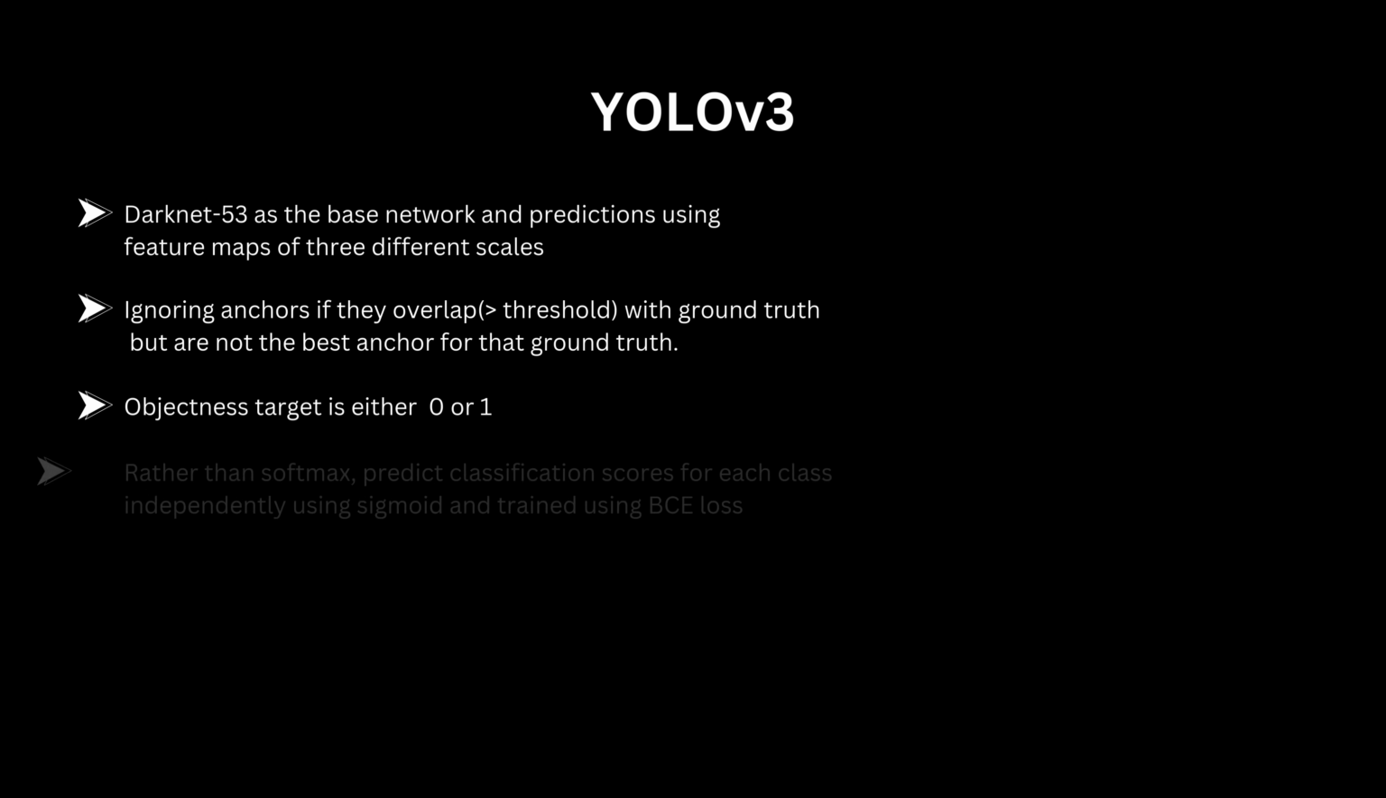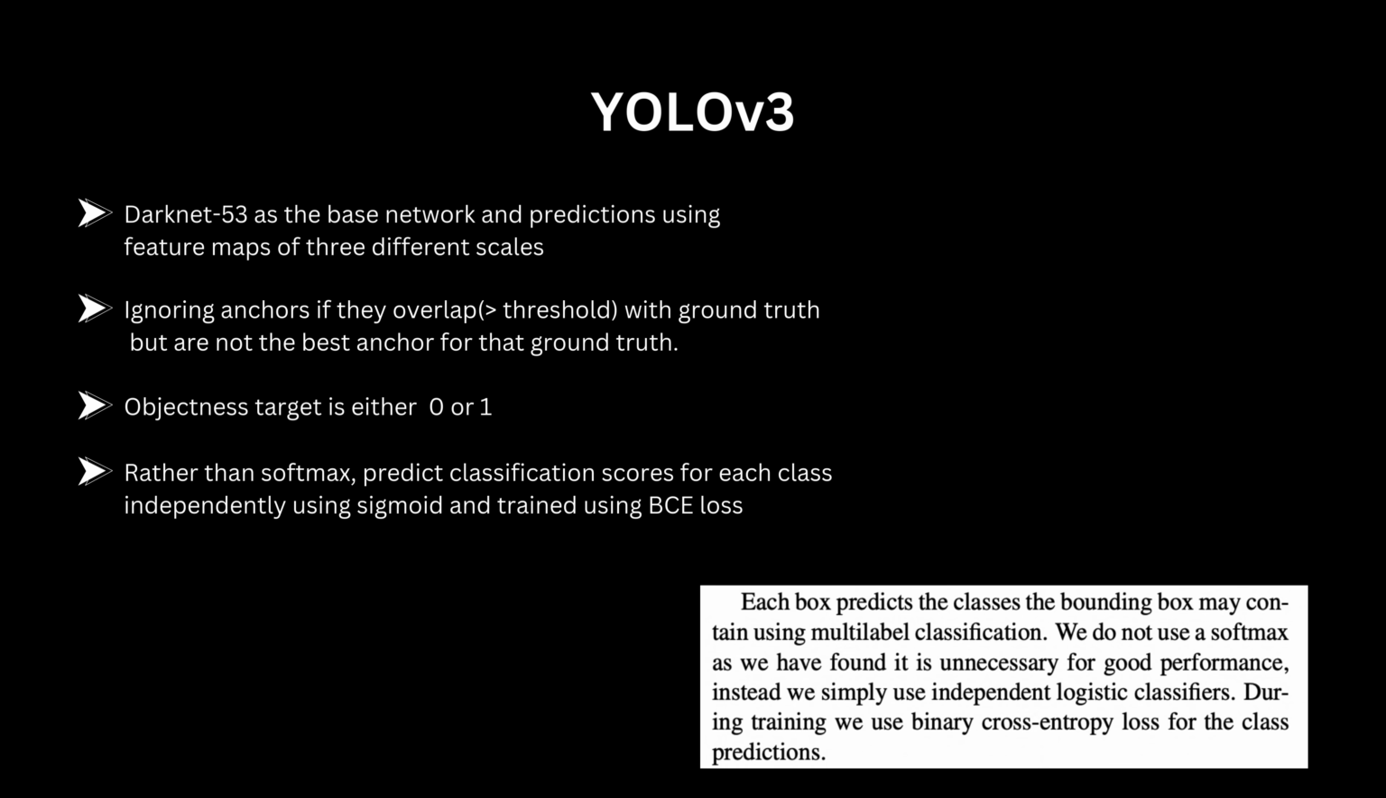For classification, the authors, unlike typical classification systems, model the problem as multi-label classification, where rather than softmax, they now use sigmoid. This allows them to move to datasets where the class labels are not mutually exclusive and have overlap in between them, like woman class and person class. These were the only major changes from YOLOv2 to YOLOv3.